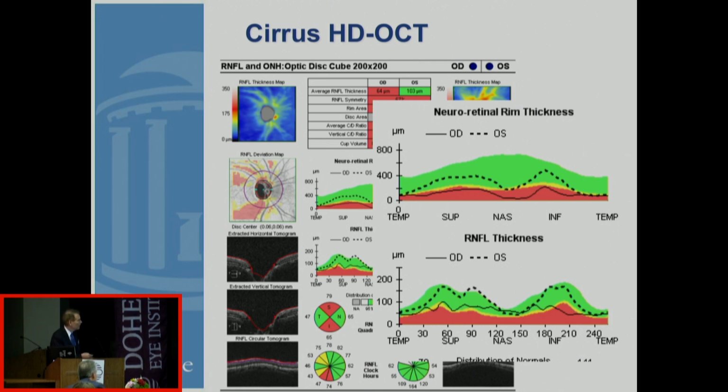And this can be helpful to look at because there are times when very thin retinal nerve fiber layer defects can straddle 2 clock hours and not show up as yellow or red, but there's a definite abnormality.